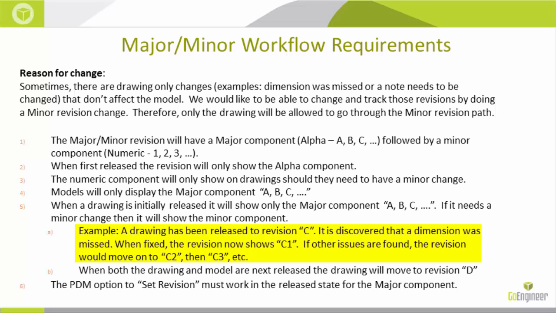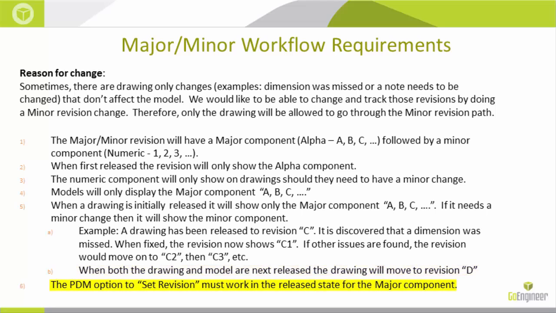Therefore, we put it through again, fix that dimension, and we re-release it to the minor workflow, but now it goes to C1 to show that it has been revised. If any other issues are found, the revision will move on to C2 and C3, and etc. like that. Now, when both the drawing and the model are next released, the drawing will go from, say, C3 to revision D, again with no numerics after it.